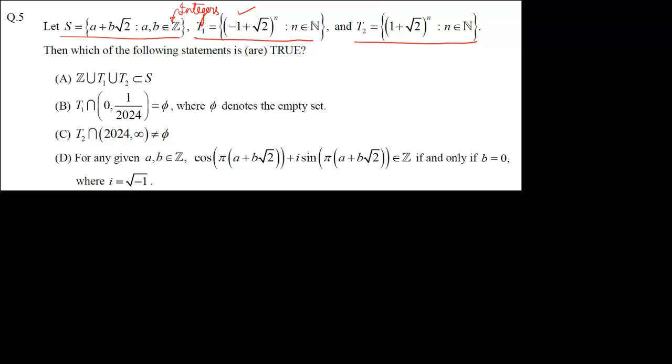Here we have n, which belongs to natural numbers. Natural numbers are like 1, 2, 3 and so on; 0 is not included. This is T2. Similarly here also there is a natural number. So let us proceed towards the question by options.